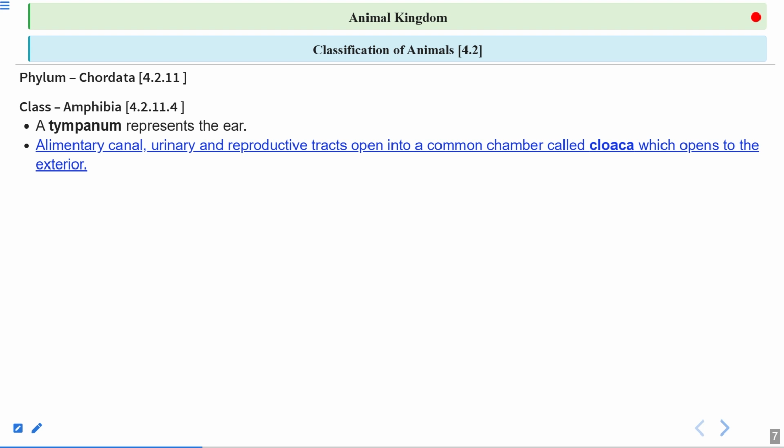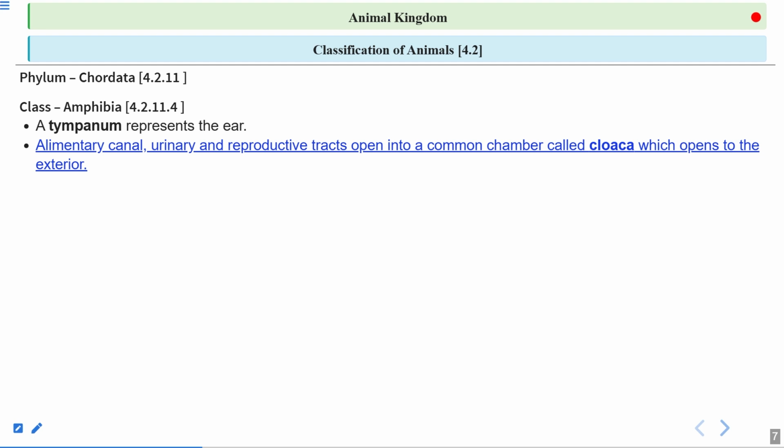Alimentary canal, urinary and reproductive tracts open into a common chamber called cloaca. So this is again a very important characteristic. This we see in the case of amphibians only. Alimentary canal, like what is the opening of the alimentary canal in the case of human beings? Anus. Whatever undigested food material is there, it is taken out by the anus.